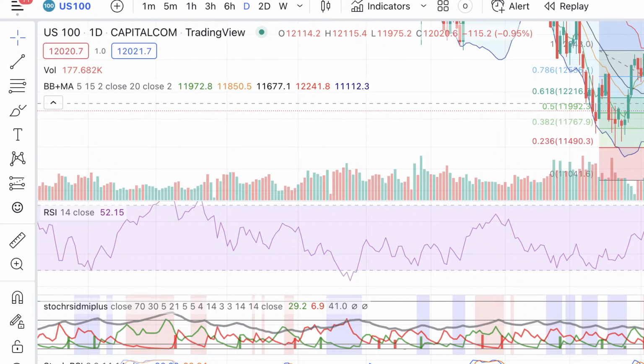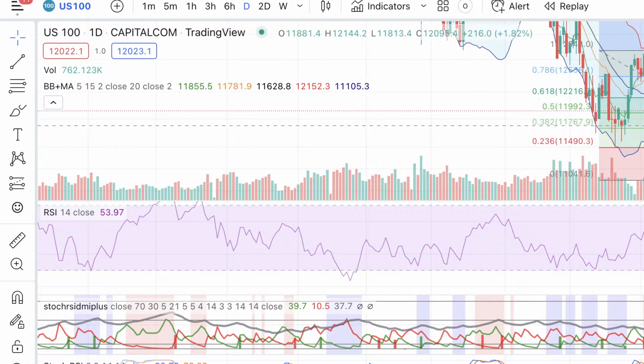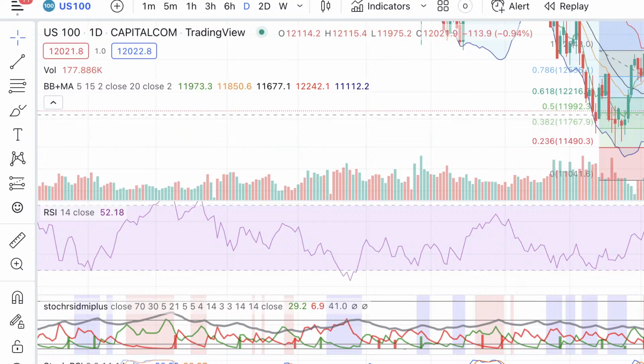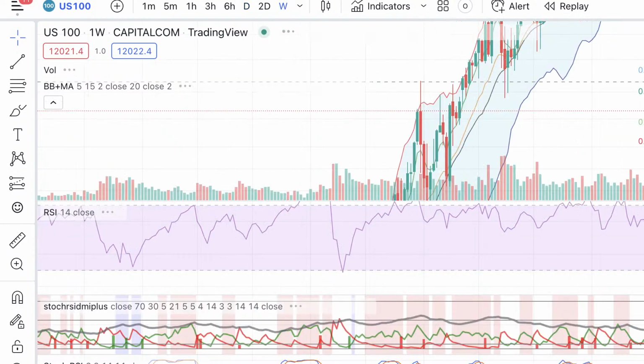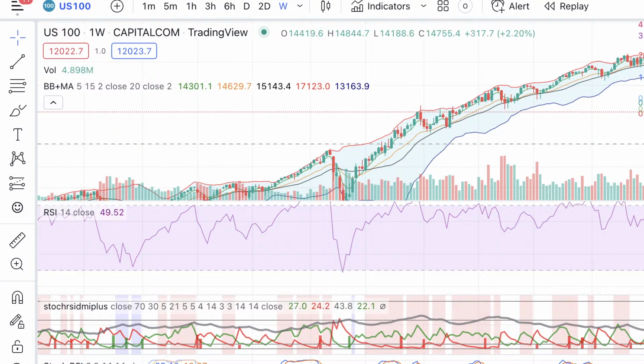So look, it's an interesting little theory, but I'm guessing it's just going to keep going up. It is hitting that green moving average support line here on the Bollinger Band. It really hasn't broken over this top Bollinger Band, and based on the weekly, I think we're getting close to consolidation here.